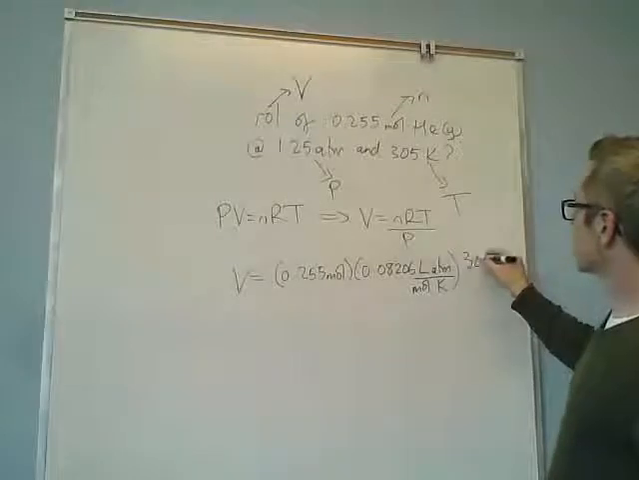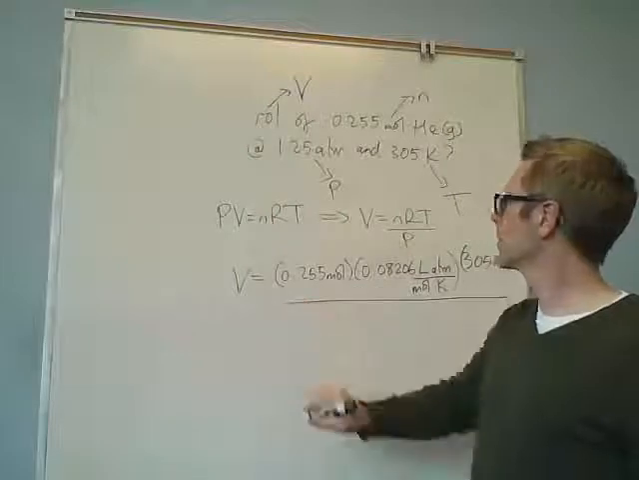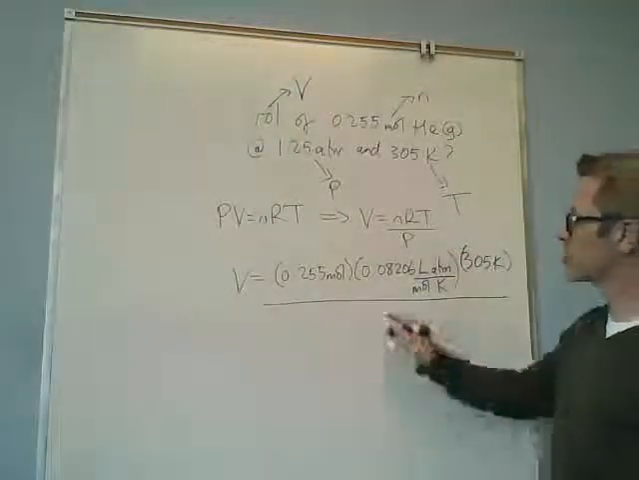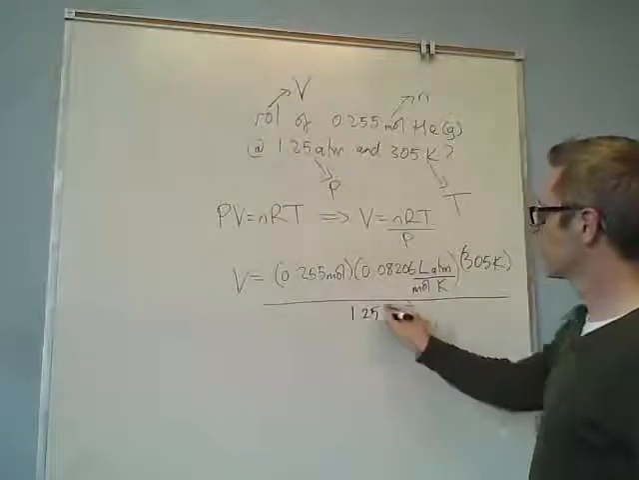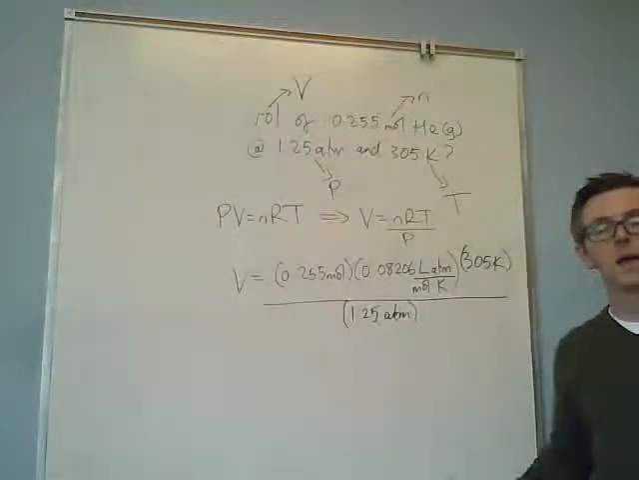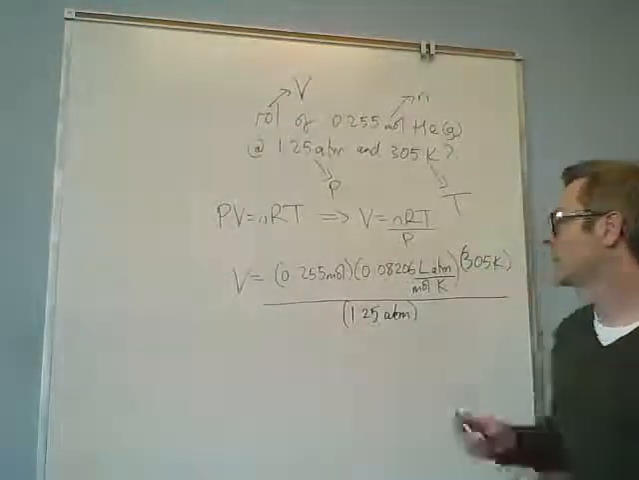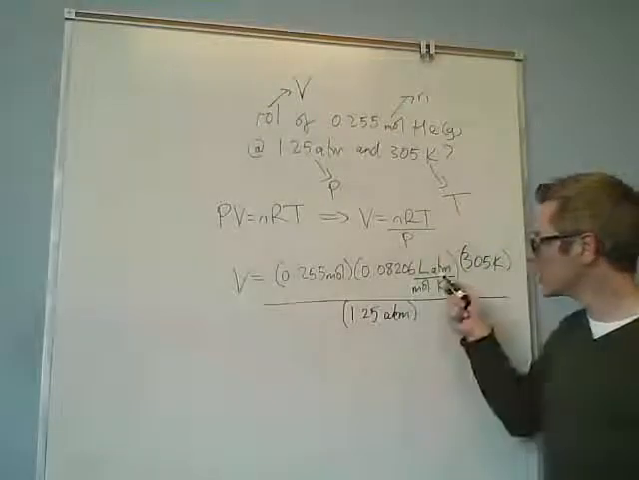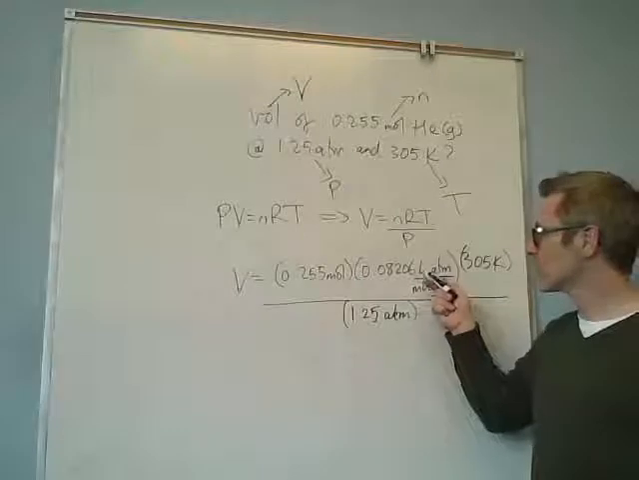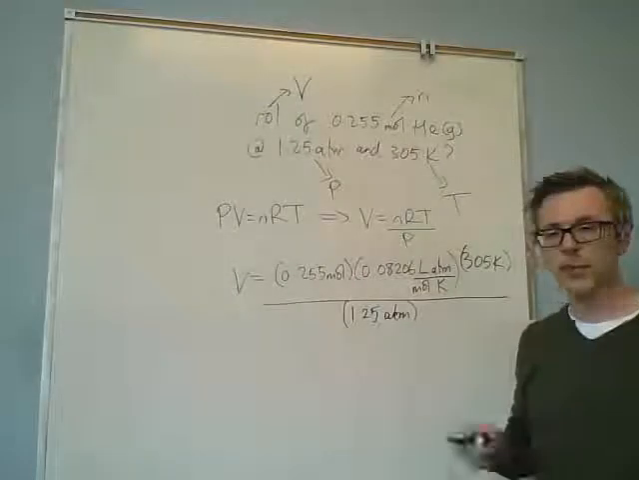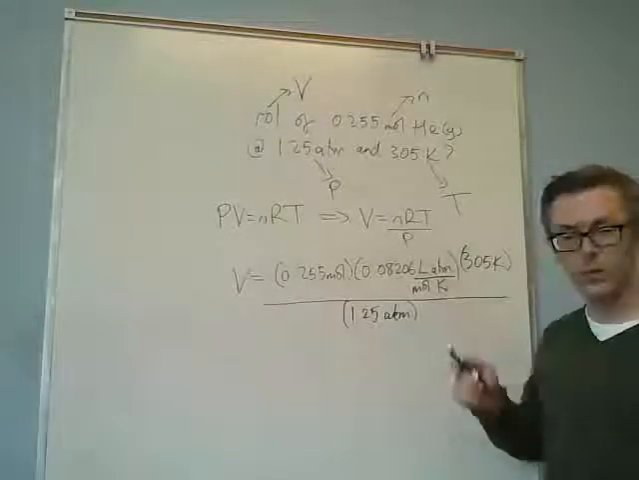Temperature is in Kelvin. And then we divide all of that by pressure, 1.25 atmospheres. Previously, we said it doesn't matter if your volume is in liters or milliliters, but that's because we didn't use R. Notice that R has liters and atmospheres in it. All your volumes, if you use R, must be liters, and all of your pressures must be atmospheres. Otherwise, they won't agree with the units here.